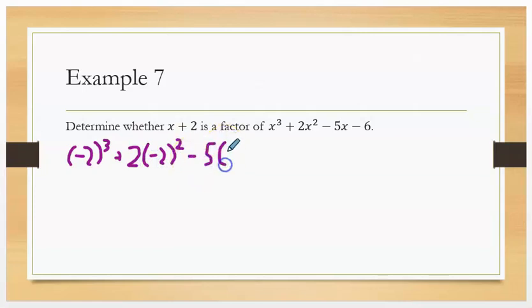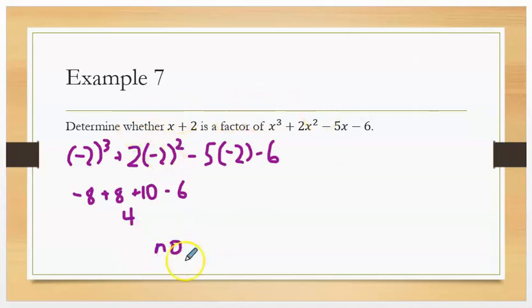And personally, I think it kind of varies from question to question. Sometimes I use one method, sometimes I use another. It depends on how easily I think I can compute the number just by plugging it in. So in this case, -2 cubed is -8. -2 squared is 4, times 2 is +8. -5 times -2 is +10. And then I have this extra -6 at the end. So in this case, the -8 and the 8 would cancel. 10 minus 6 is 4. So my answer here is that this is not a factor.